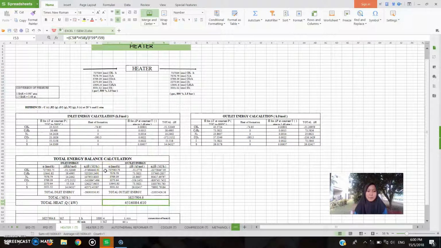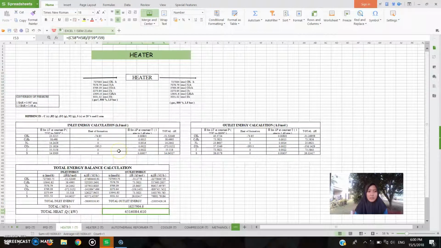In this autothermal reformer, we put a heater in each inlet stream, which is natural gas stream and oxygen stream. So our first heater is in natural gas stream. It goes in and it goes out with same mole, same bar but different in temperature. So basically heater is to increase the temperature. Here it increases from 500 Celsius to 800 Celsius.